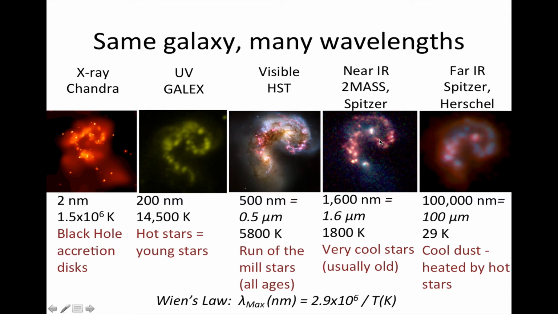In the near infrared, you can see definitely clumps of things along this tadpole. And the kind of light we're looking at is about 1,600 nanometers in wavelength, or about 1.6 microns. And the temperatures are typically about 2,000 Kelvin. And these are usually the very cool stars, which are usually the old ones. In the far infrared, you can see there's clumps, but then more diffuse stuff as well. The wavelengths are maybe 100,000 nanometers, which is maybe 100 microns, and the temperatures are maybe 30 Kelvin. So this is often the cool dust that's heated by the hot stars.